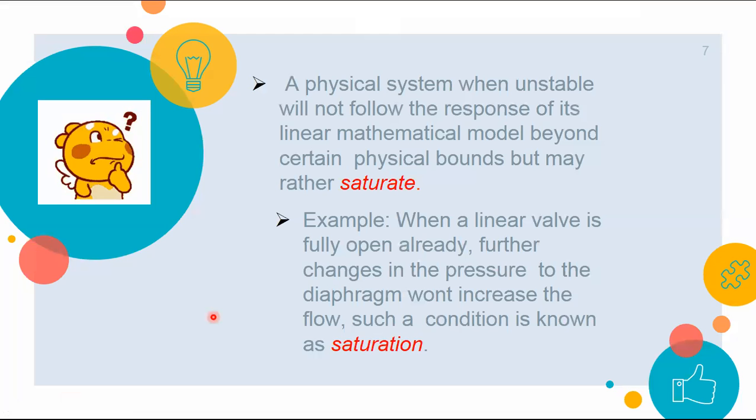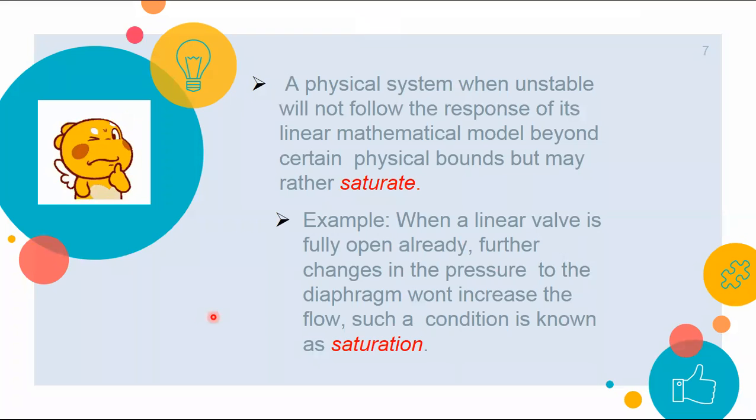So when is that unstable system reaching a period of saturation? A physical system which is unstable will not follow the response of its linear mathematical model, that is, the equation that you have derived from the method of partial fractions, and it will go beyond the physical bounds. If that is the case, the system is said to be saturated already. Now, this is not so comprehensible if we just speak of the math and the statement itself when we speak of saturation.